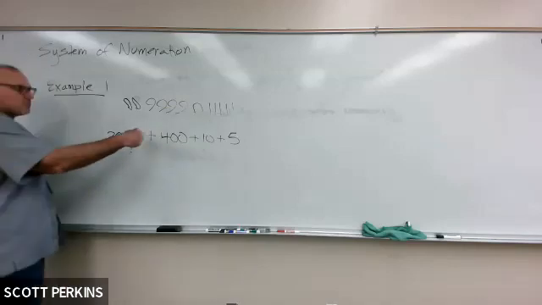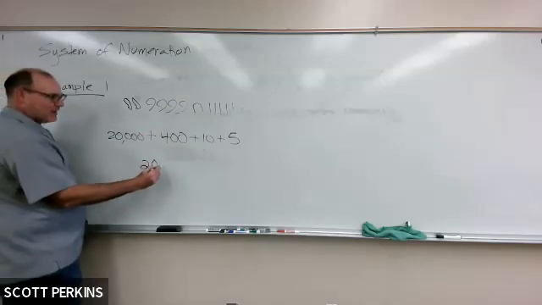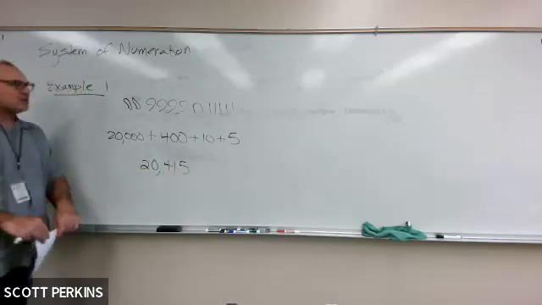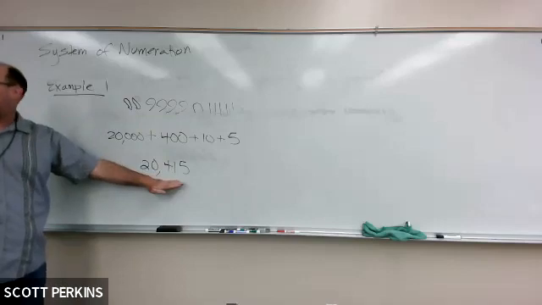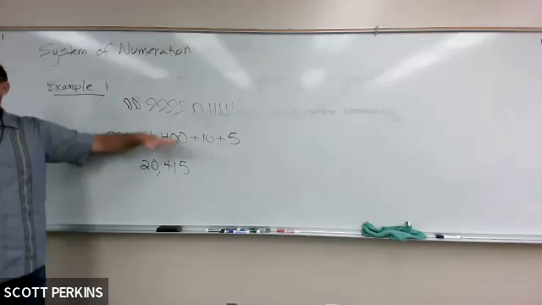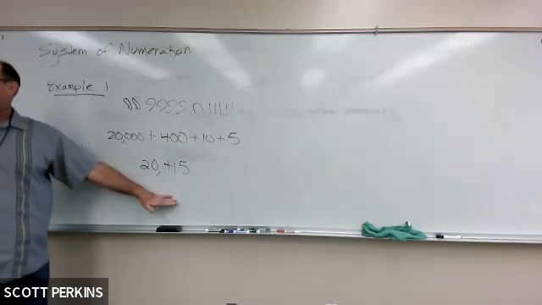Okay, so now what we'll do is we'll just add these up. So we get 20,415. So this is what the Egyptian hieroglyphic represents. This is what the Hindu Arabic represents. They represent the same quantity, but 2 different ways of thinking about numbers.